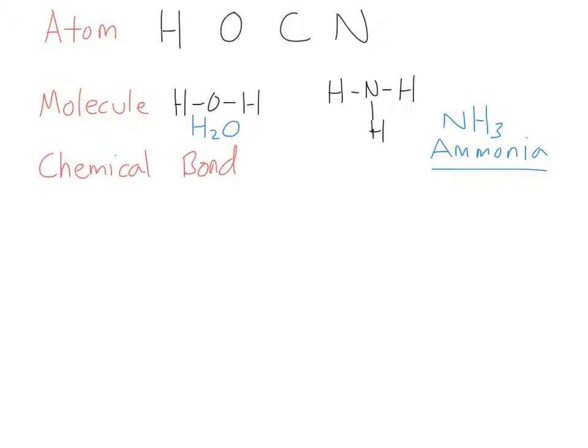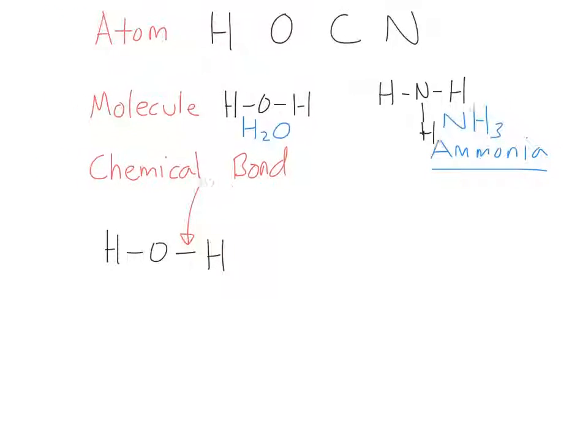So, atoms are just individual elements. Molecules are several elements bonded together that are connected. And how are they connected? Well, they're going to be connected with something called a chemical bond. And a chemical bond we often represent with a line. That is what holds the atoms together and keeps them from just falling apart.